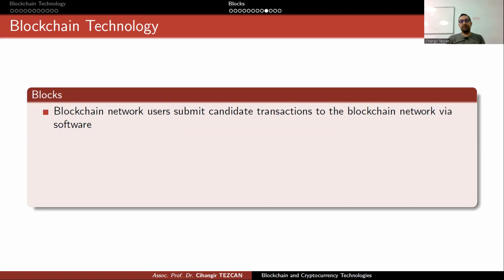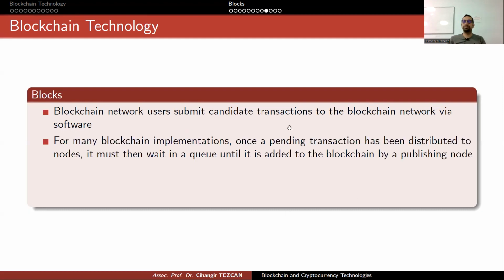Blockchain network users submit candidate transactions to the blockchain network via software. So your wallet software actually does this, and you write that I want to transfer this amount of money, this cryptocurrency. You actually create a transaction. For many blockchain implementations, once a pending transaction has been distributed to nodes, it must then wait in a queue until it is added to the blockchain by a publishing node. So this takes some time in permissionless networks, but if it is permissioned, you can write it directly because you have the authority.